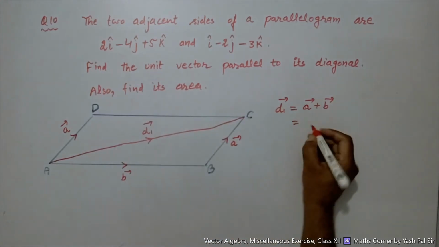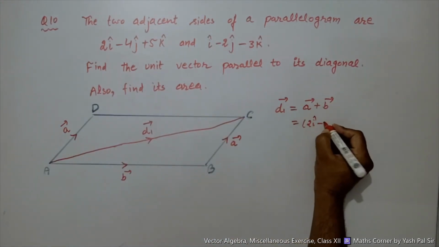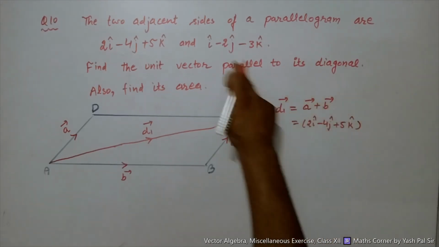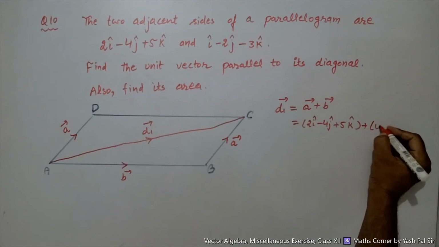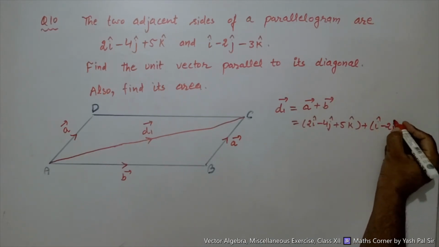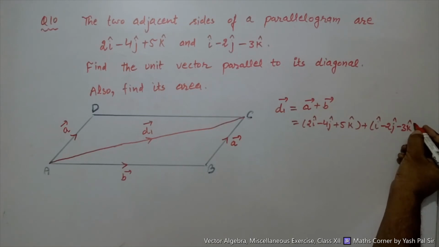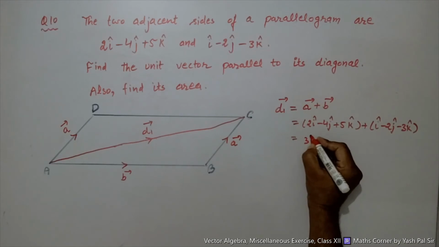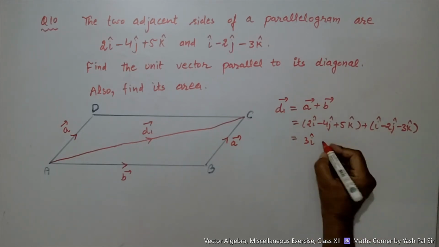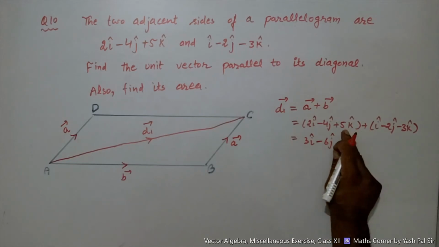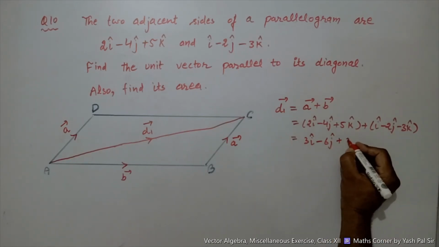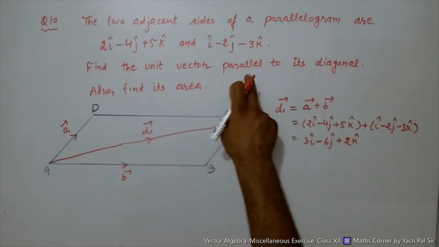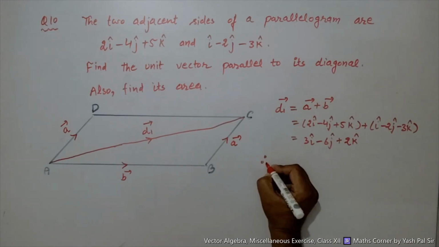Now what can we say here? What is vector A? This is 2i minus 4j plus 5k. And what is vector B? This is i minus 2j minus 3k. So the answer is 2 plus 1, 3i, minus 4 minus 2, minus 6j, 5 minus 3, 2k. So we need to find the unit vector parallel to its diagonal.